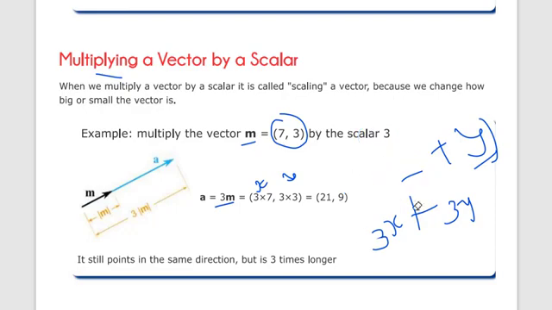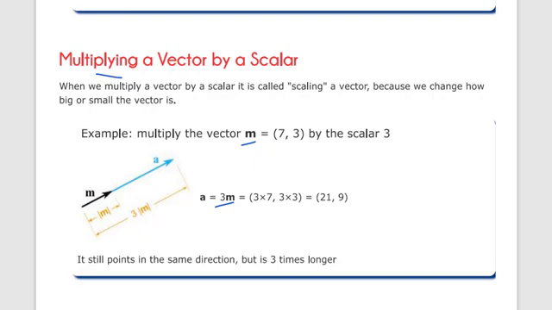So here also, for multiplication with a scalar quantity, we have to multiply both coordinates x and y.